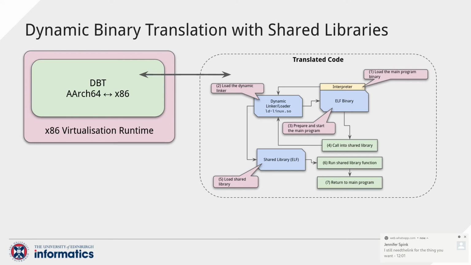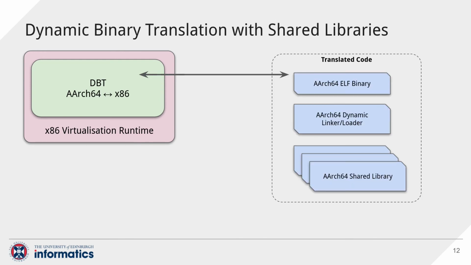So your DBT might be AArch64 on an x86 host machine, so you have an x86 virtualization runtime, but all of your guest programs, everything from the binary, the loader, and the shared library will all be AArch64 code. Okay, so that's how dynamic binary translation works with shared libraries, and that's QEMU's approach to doing this. At a bit of a higher level, you can see here that the translated code really does comprise just AArch64 binaries, the loader, and all of the shared libraries.